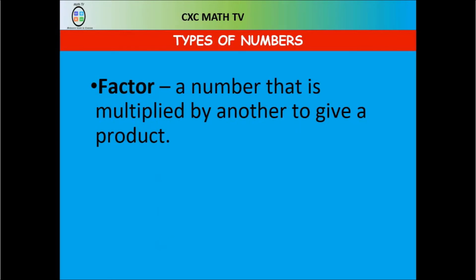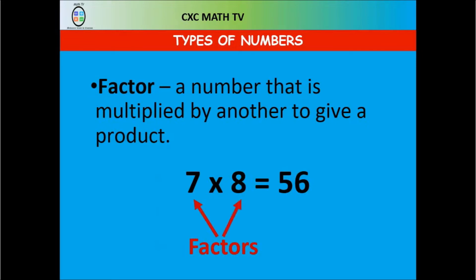What is a factor? Now this word, a factor, is just a number that when it is multiplied by another, it gives a product. Alright? So for example, 7 times 8 equals 56. We had to multiply 7 by 8 to give us 56. In other words, we're saying then that the factors are 7 and 8, because when you multiply 7 times 8, it gave us the product of 56.